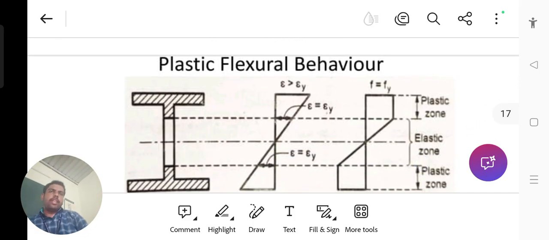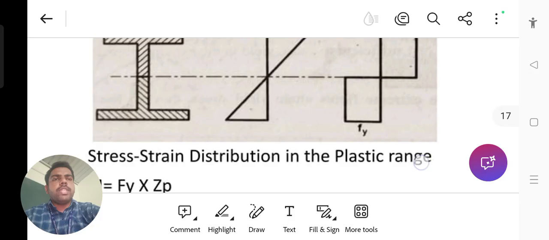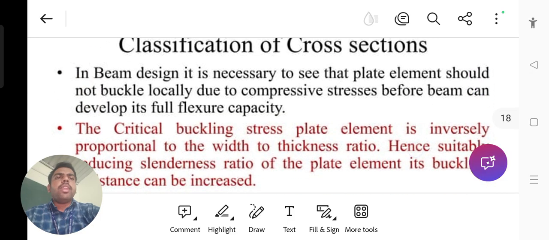See here the plastic flexural behavior. The first figure is represented as elastic behavior, and this elastic behavior is converted into the plastic zone, which is represented as a rectangular block. These two types of phenomena may occur in that particular loading situation. Based upon this, the section should be classified into a number of types. That is, it is a beam design.